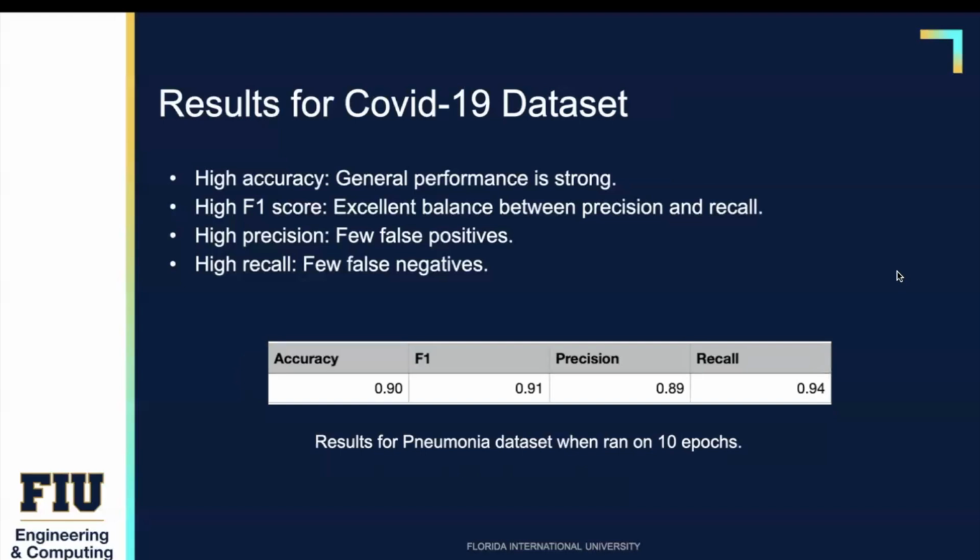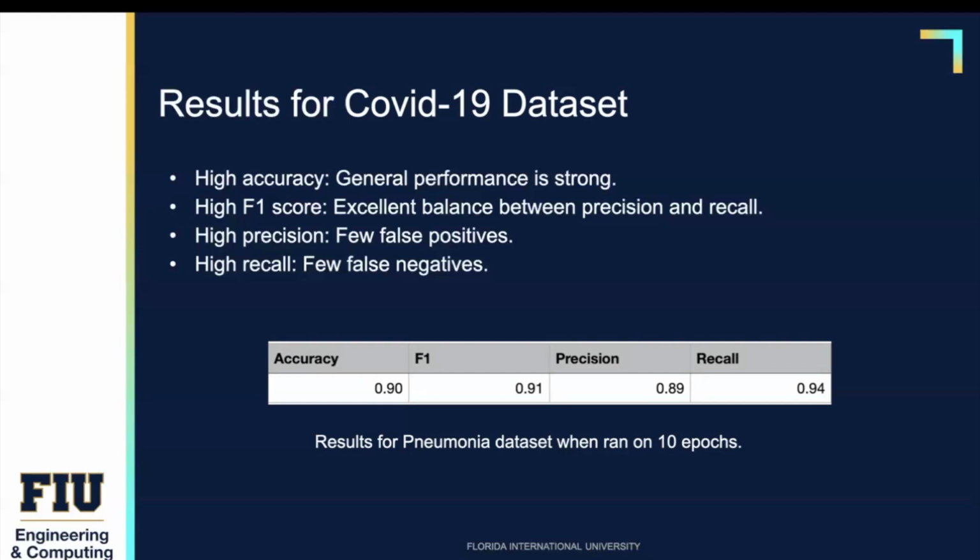And here are the results for our COVID-19 dataset. Our model achieved an accuracy of 0.90, meaning that 90% of the predictions it made were correct. The F1 score is 0.91, which balances precision and recall. Precision is 0.89, indicating that 89% of the instances predicted as COVID-19 were actually COVID-19 cases. And then recall stands at 0.94, showing that 94% of actual COVID-19 cases were correctly identified by our model.